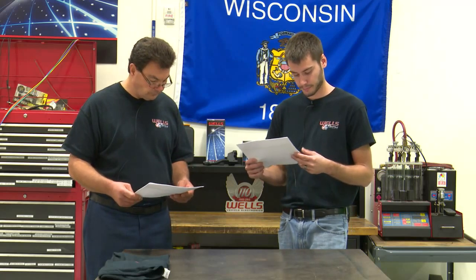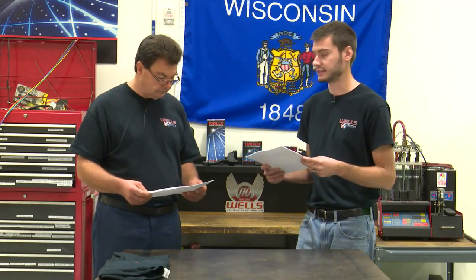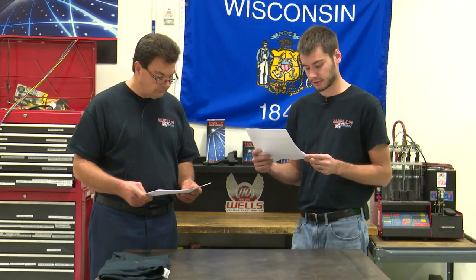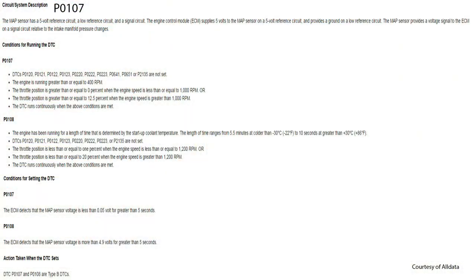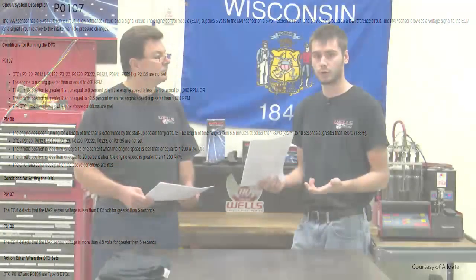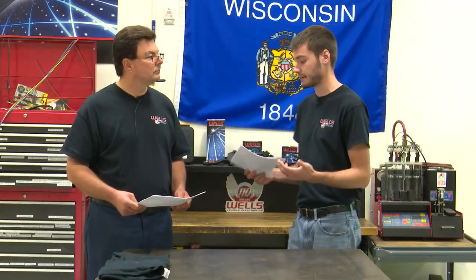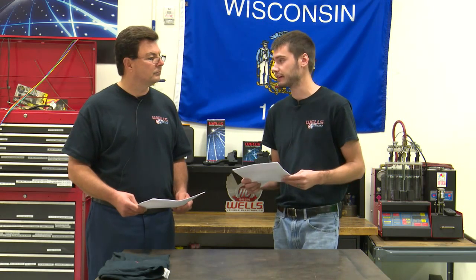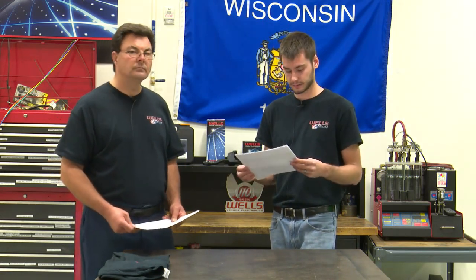Right. So for the setting of the DTC, what the computer is actually testing is that the ECM or PCM detects that the MAP sensor's voltage is less than 0.05 volts for longer than 5 seconds. So you have a MAP sensor not responding, at 0 volts or 0.01 or something like that. If it's doing that for longer than 5 seconds, it sets a DTC.